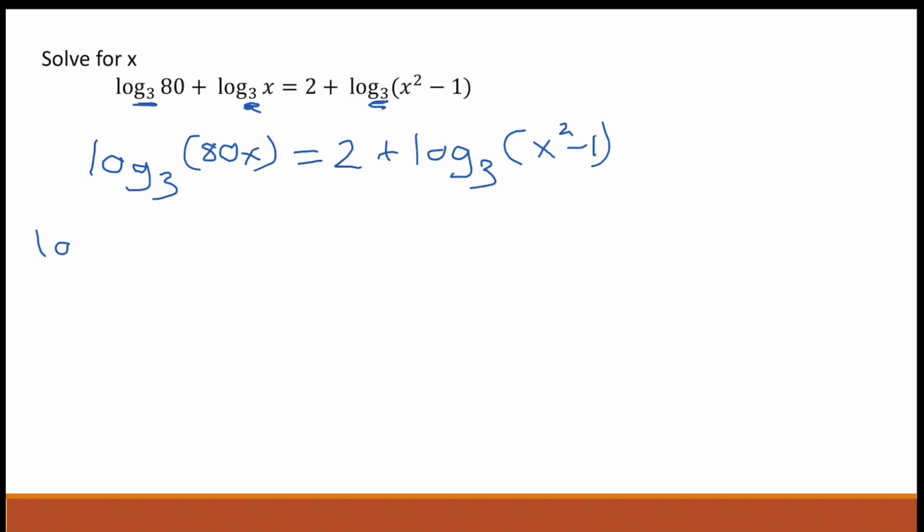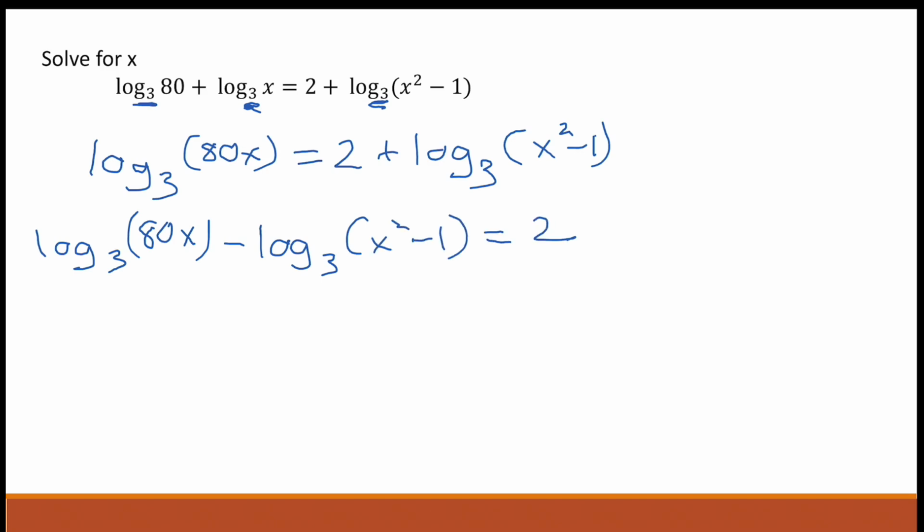So I'll have log base 3 of 80x minus log base 3 of x squared minus 1, which will be equal to 2. Now, according to the quotient rule, I know that I can divide if I have the same base. I can divide 80x by x squared minus 1.